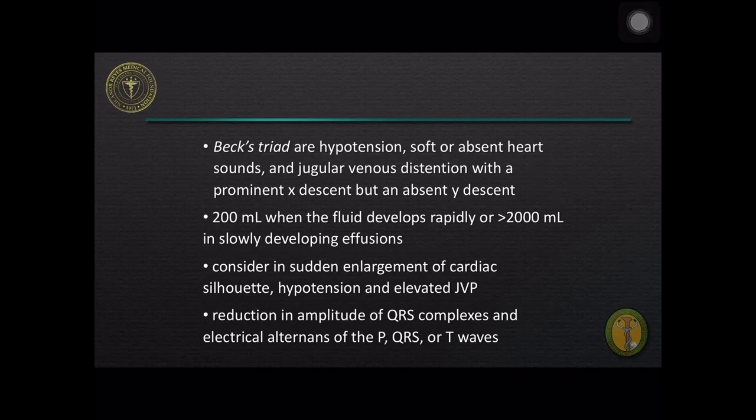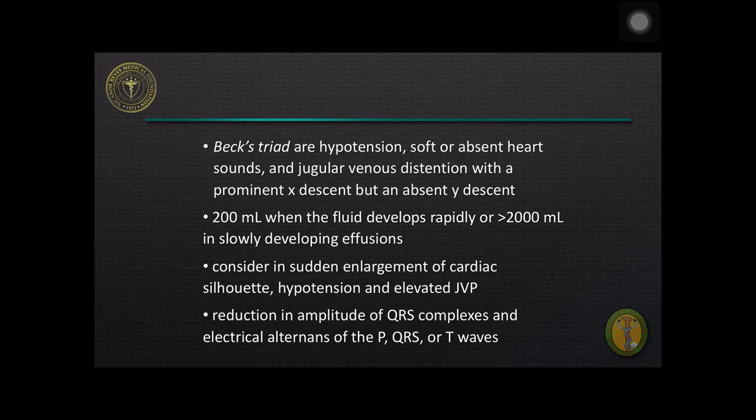The three principal features of cardiac tamponade, also known as Beck's triad, are hypotension, soft or absent heart sounds, and jugular venous distension. The amount of fluid necessary to produce cardiac tamponade may be as small as 200 ml when the fluid develops rapidly, or more than 2 liters in slowly developing effusions.